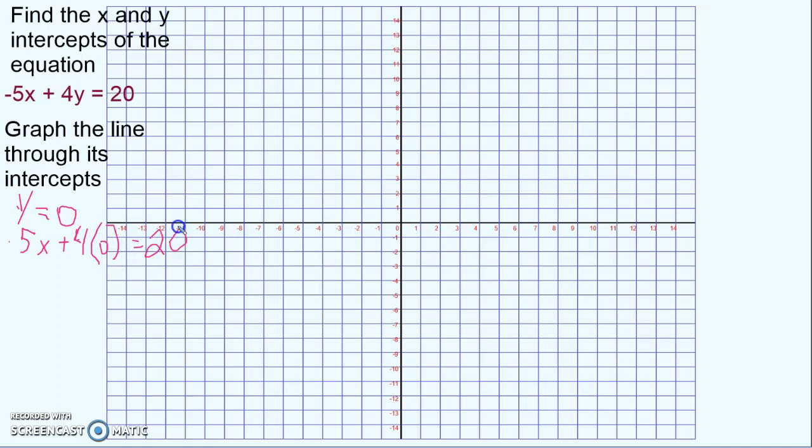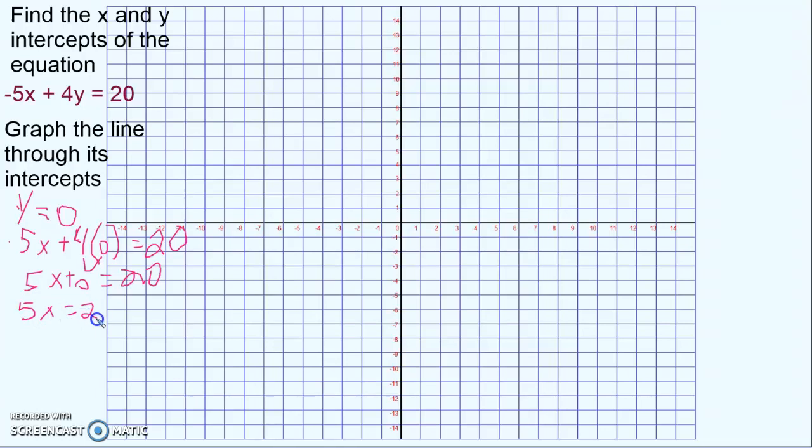So now we're just going to try to start solving this. We have 4 times 0 here, which is 0. So now we have negative 5x plus 0 is equal to 20. By additive identity, we know that anything plus 0 is itself. So we can take that 0 away and we just get that negative 5x equals 20.